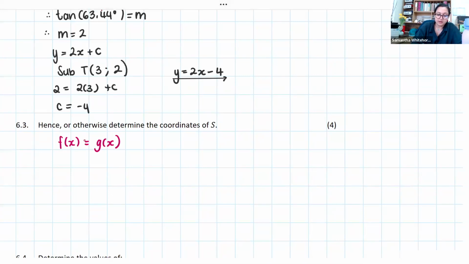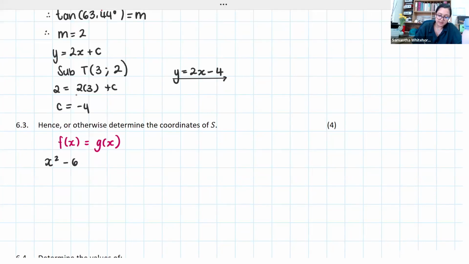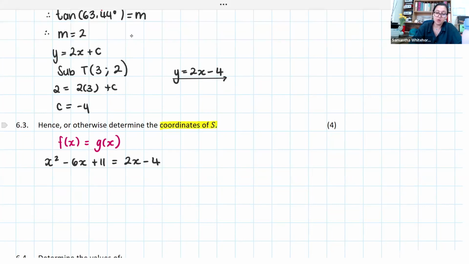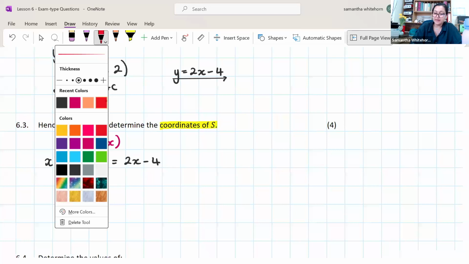So f of x, oh, silly thing, was x squared minus 6x plus 11. g of x you've just worked out to be 2x minus 4. Now, really importantly, guys, they have specifically said here the coordinates of S. What that means is we have to find both x and y.